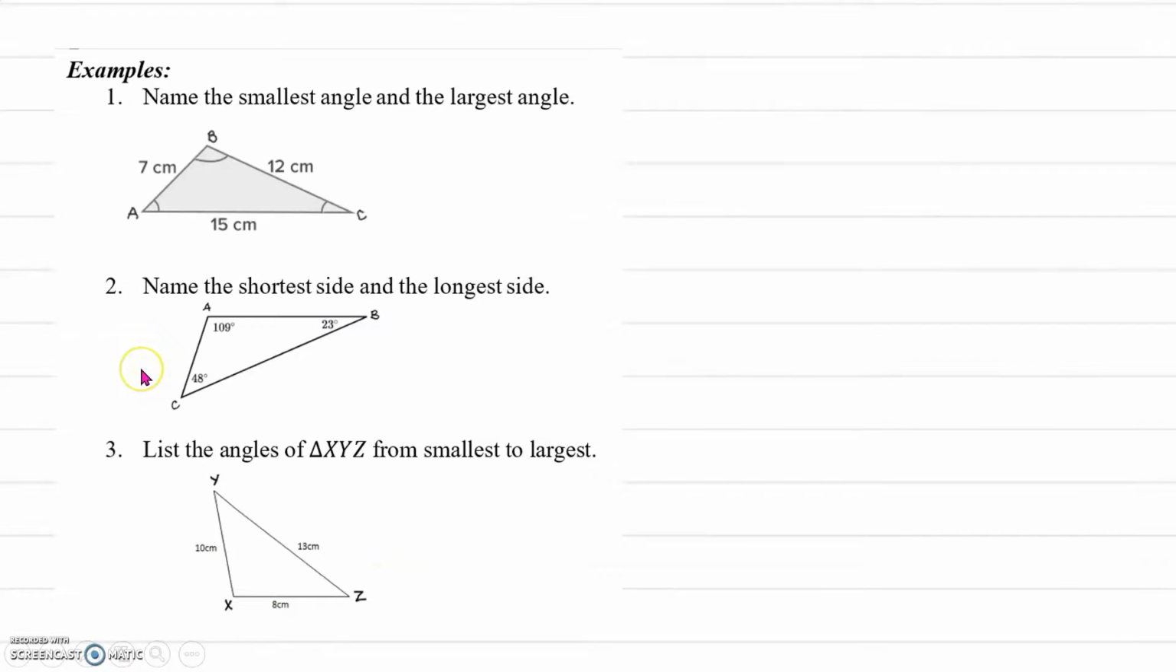Let's have examples. So we have here example 1: name the smallest and the largest angle. Here we have triangle ABC. We are given the dimensions of the sides. So let's identify the smallest angle.